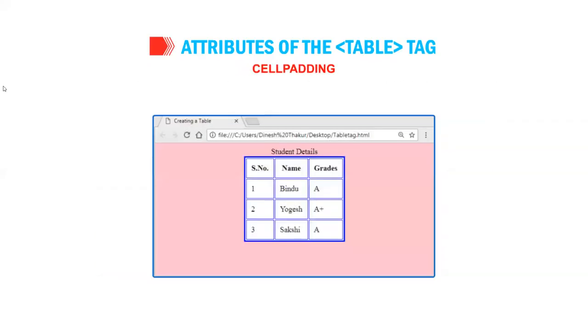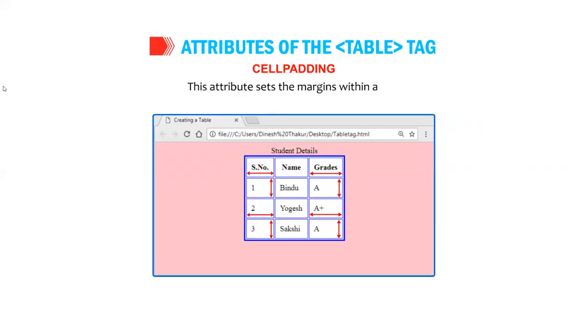Cell padding. This attribute sets the margins within a cell. It sets the amount of space in between the cell border and the cell data. The value of this attribute is indicated in pixels.